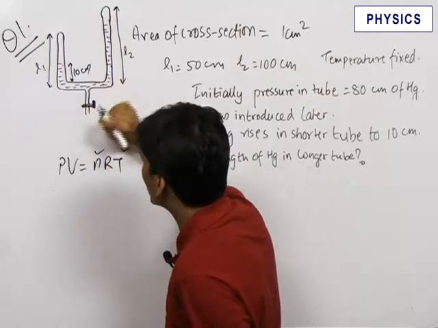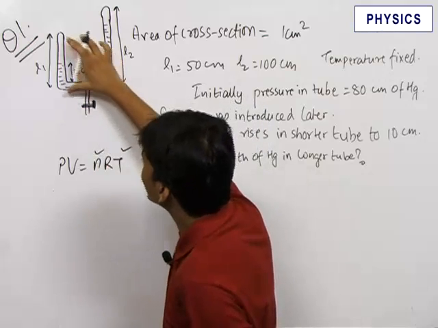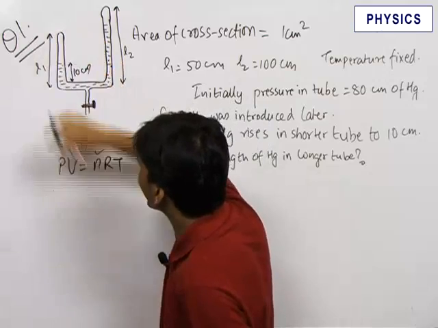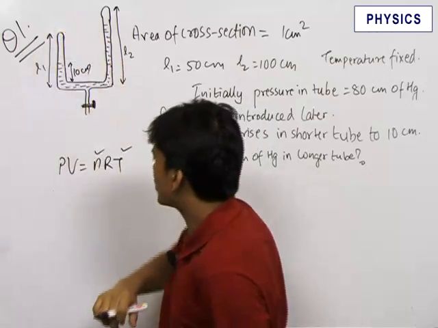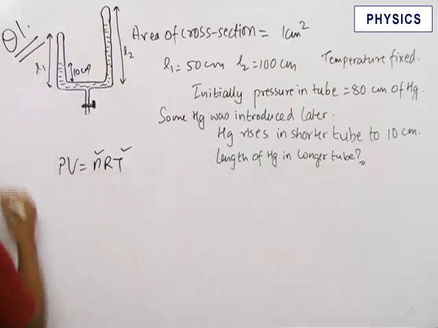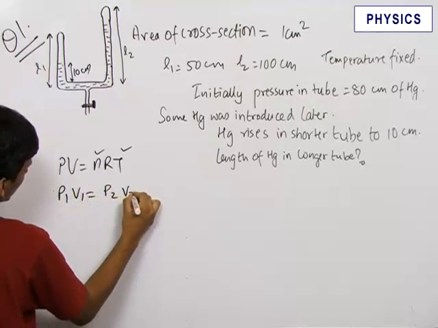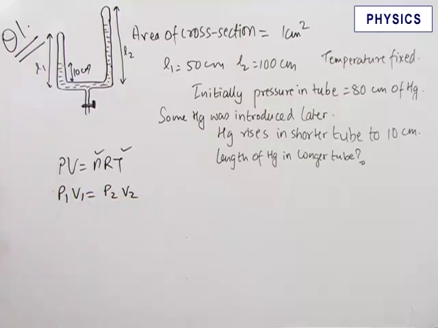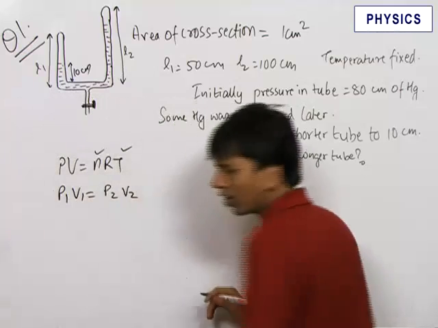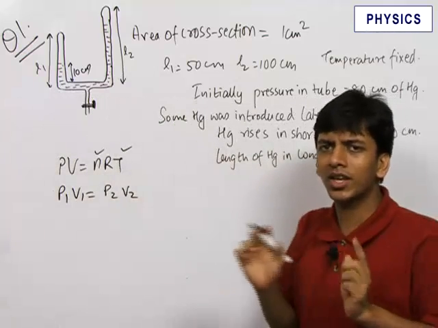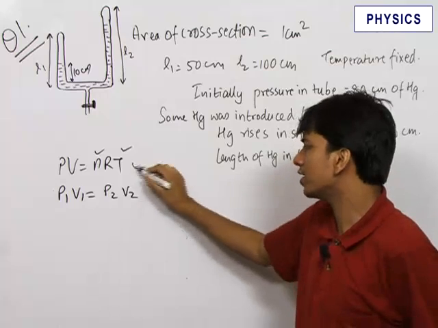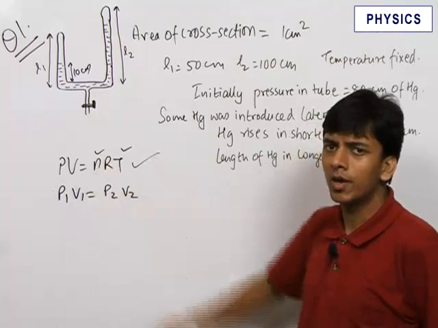Now when the mercury is inserted, the gas already in the smaller tube gets compressed in this region. So for this gas we can write P1 V1 = P2 V2. This is also known as Boyle's law. We need not remember all these laws separately. You may just remember the names, but everything can be solved by using PV = nRT.